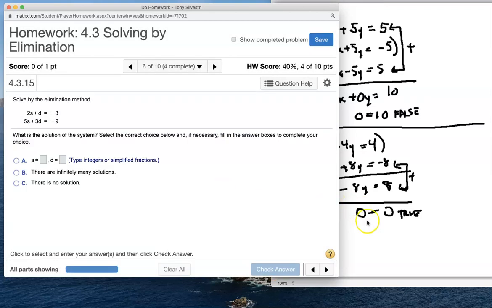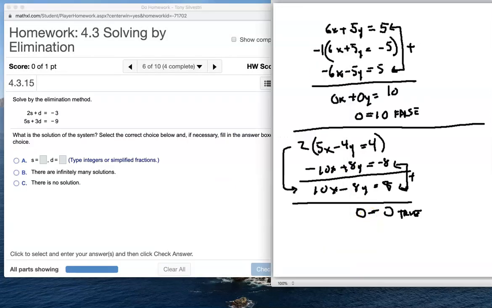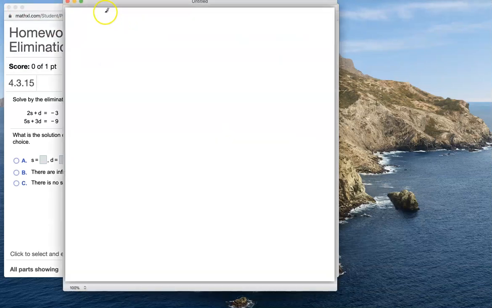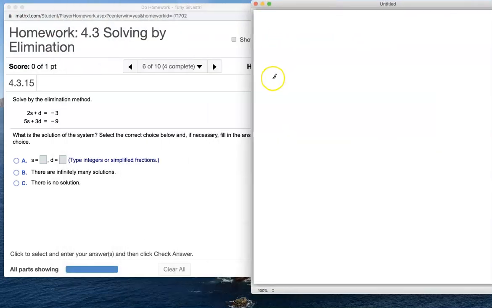Okay. All right, let's see what we're going to do here. Don't save this. File, new sheet of virtual paper. 2s plus d equals negative 3. Okay. This is 5s plus 3d equals negative 9.